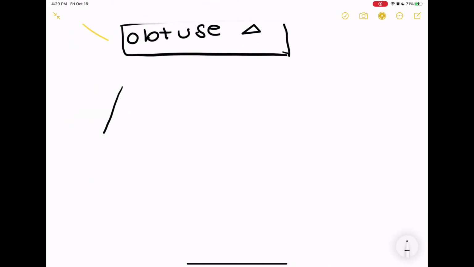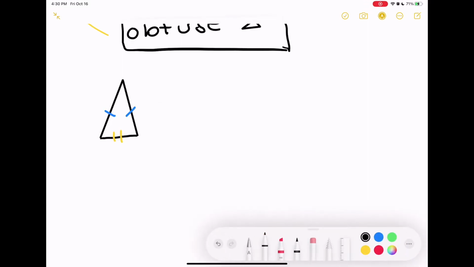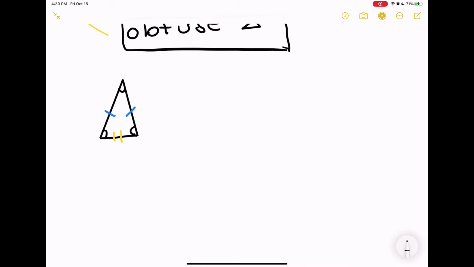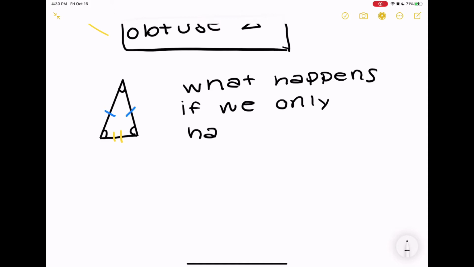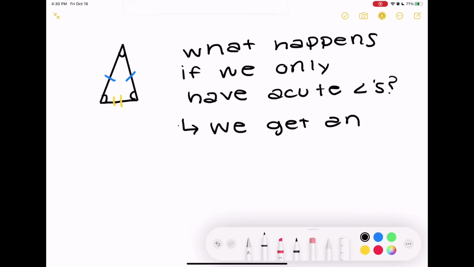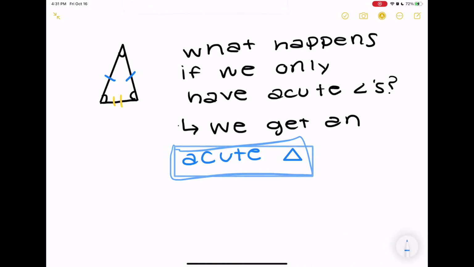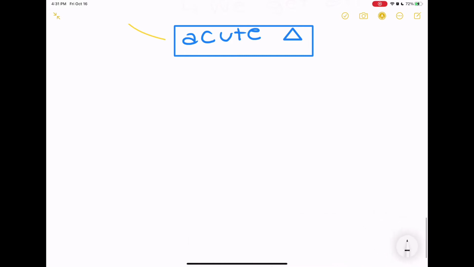Now, let's move on to a triangle that looks like this. You may have seen this before, and I'll explain a little bit more about that later. So, this is an isosceles triangle, and we've heard that term before. And remember when I said the obtuse and right angles overpower the acute? Well, what if there are only acute angles? We get an acute triangle because there are no other angles to overpower them, so they take the power. So this triangle up here is an acute triangle. Now, let's go on to the last triangle.